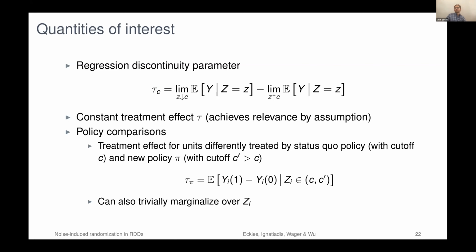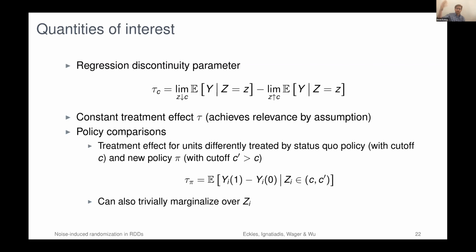One of the things we're going to be really interested in is the idea that we could actually estimate treatment effects for non-infinitesimal subgroups. So one way of thinking about this is that we could be interested in realistic policy comparisons. So what's the treatment effect for units that would be treated under some new policy pi, but would not have been treated under the status quo? Say we increase the cutoff from C to C prime. What's the treatment effect for those people who have a running variable between C and C prime? Of course, you could also be decreasing the threshold as well.